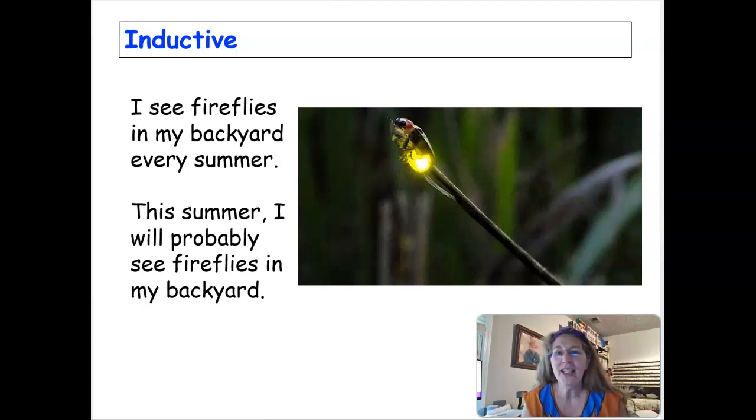So here's an example of some inductive inferences. I see fireflies in my backyard every summer. Pretty true. They usually come out in June, July, August. And so an inference I can make is that this summer I'll probably see some fireflies in my backyard. Or if I had no clue what time of the year it was and I saw a firefly, I might say, "Oh, it's summer." So the observation is the first statement, and the inference would be the second statement.